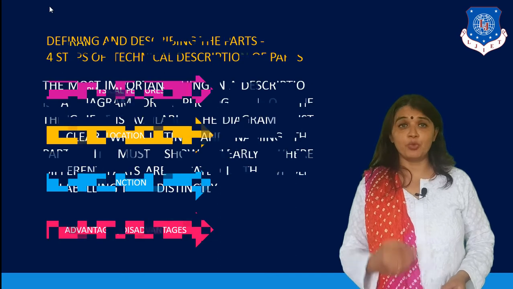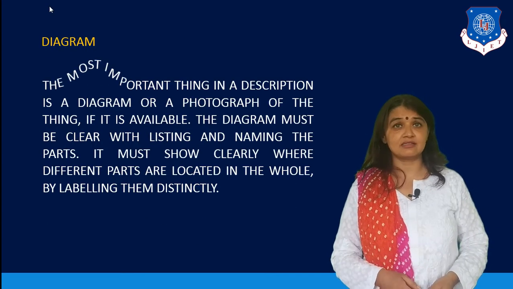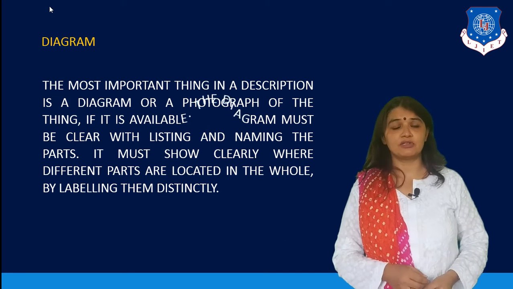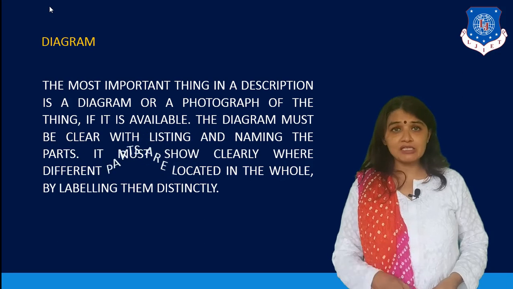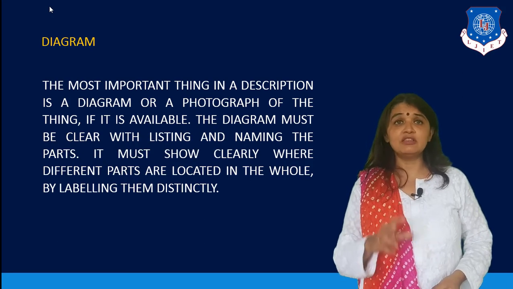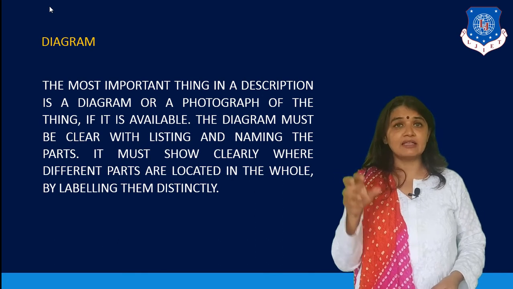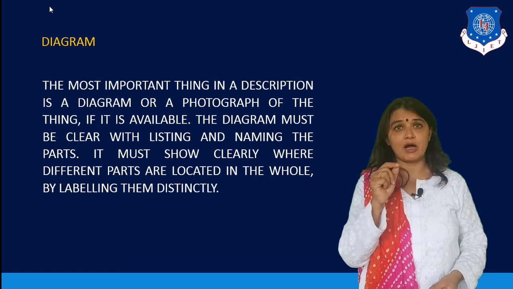So now moving further, a very important aspect of technical description, and that is a diagram. Now the diagram is the most important thing in a description, and if you have a diagram or photograph, you must include it in your technical description. But with the diagram, you should write the names of the parts, and there should be a proper listing of the parts, and you also have to show the parts where they are.